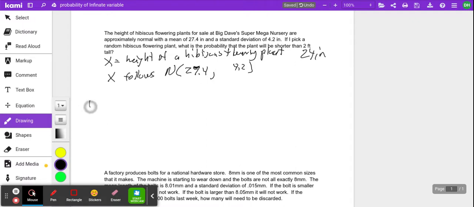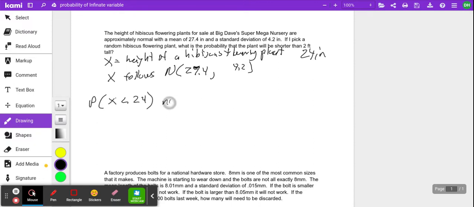All right, and then we're going to want to know what's the probability that X is... Now, on this one, you got to be careful. It says shorter than 2 feet tall, so shorter than 24, and I'm going to do that one as inches, not as feet. But I do need to make sure that I put less than, not less than or equal to. It didn't say at most 2 feet. It said less than 2 feet. So the probability that X is less than 24.